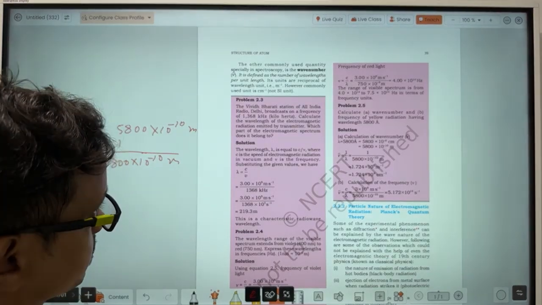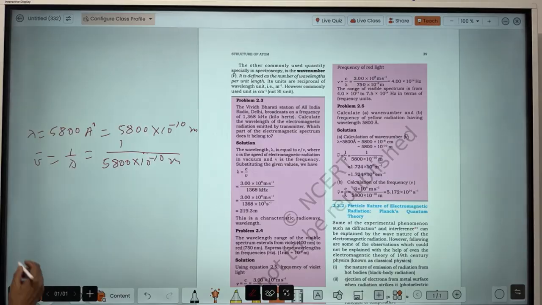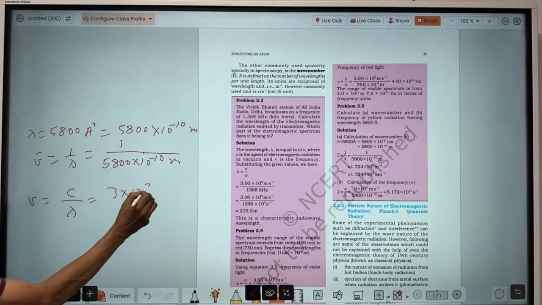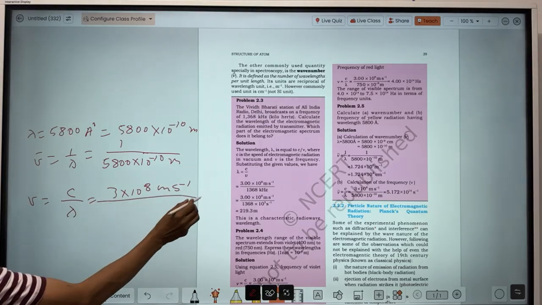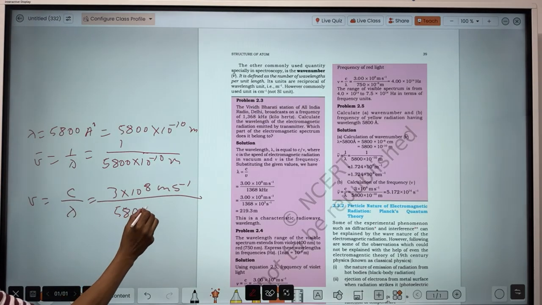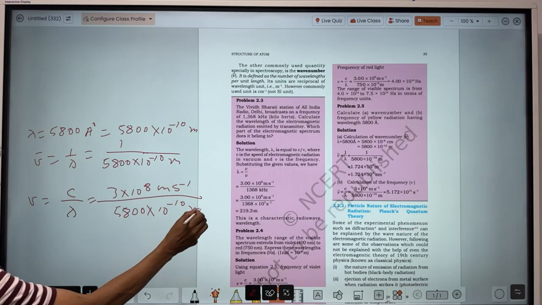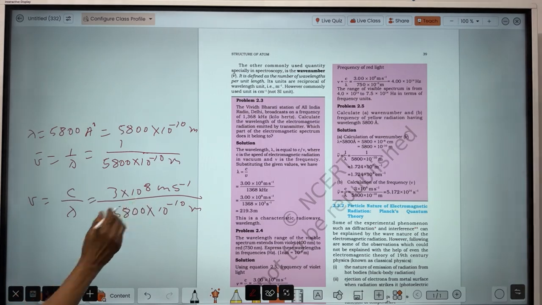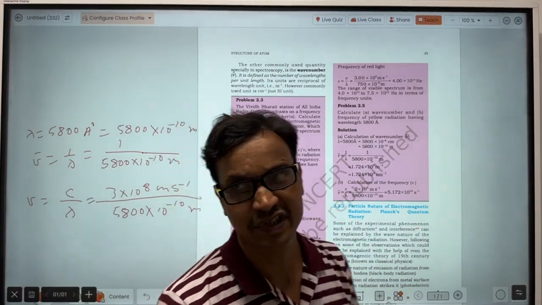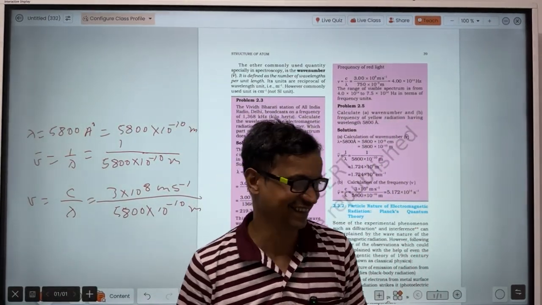Then you have to find out the frequency. C upon lambda will be equal to 3 into 10 power 8 meter per second upon 5800 into 10 power minus 10 meter. So that will be in per second. In this way, you can solve this question very easily.